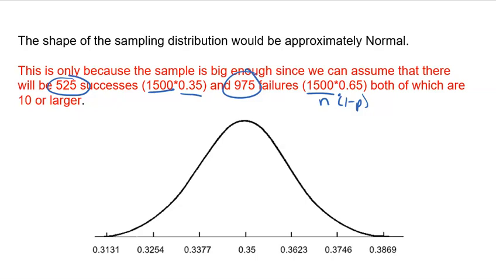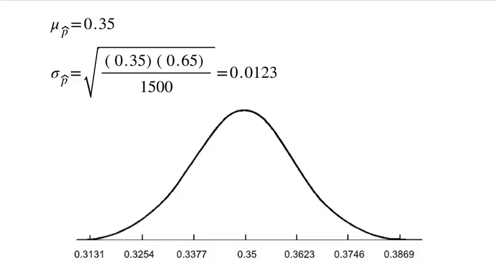All right, let's put all three together. Center 0.35, standard deviation 0.0123, shape normal. I even labeled it. I put the center in the middle. I went up 1, up 2, up 3 standard deviations. Down 1, down 2, down 3 standard deviations. Guys, think about how powerful this is. I just made a picture of what all possible sample proportions will look like. And I didn't even take a single sample.